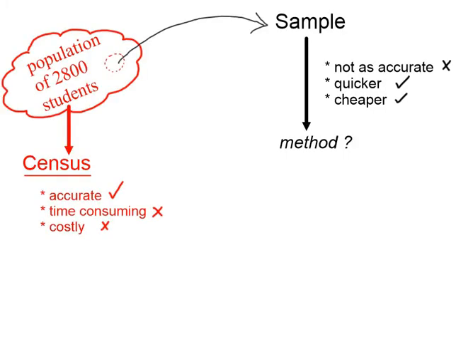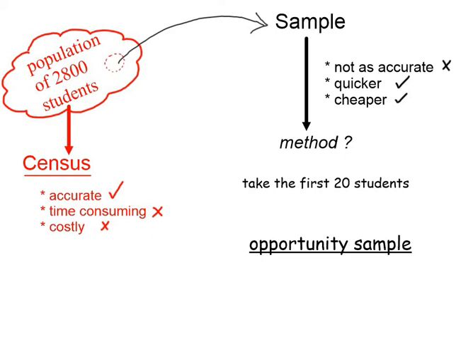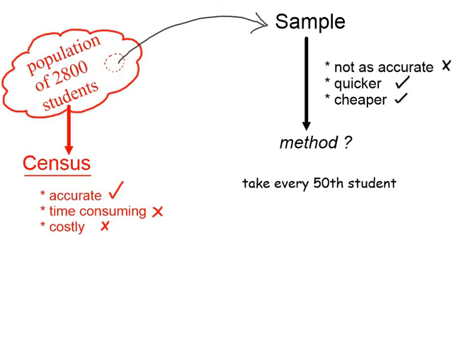So what methods can we use to take the sample? We could just take the first 20 students that we come across. This is called an opportunity sample or a convenience sample. We could take every 50th student in the population. We would need a list of all 2,800 student names. This is called a systematic sample.